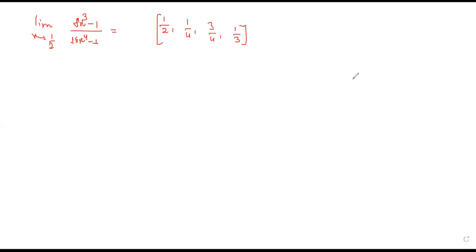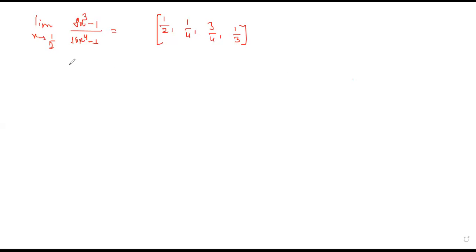You have to use the formula in the numerator, a cube minus b cube, and in the denominator, a square minus b square. One by two, and this answer, I think, is incorrect. Okay, no problem. I am solving this question.